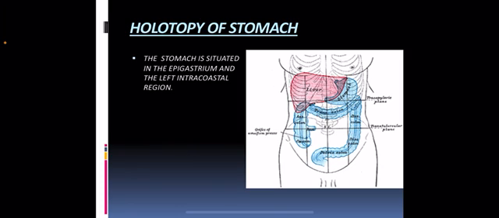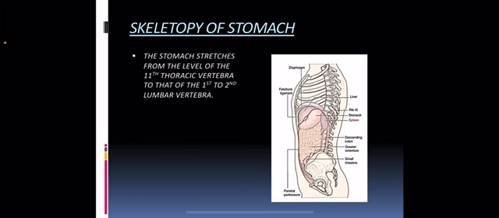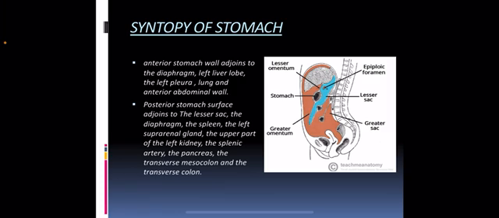Holotopy of stomach. The stomach is situated in the epigastrium and the left intercostal region. Skeletotopy of stomach. The stomach stretches from the level of the 11th thoracic vertebra to that of the first to second lumbar vertebra.